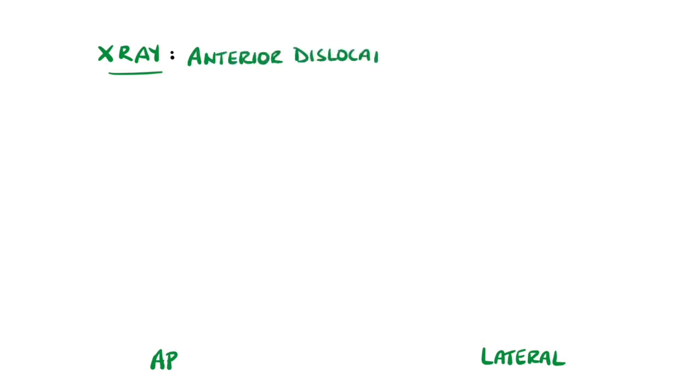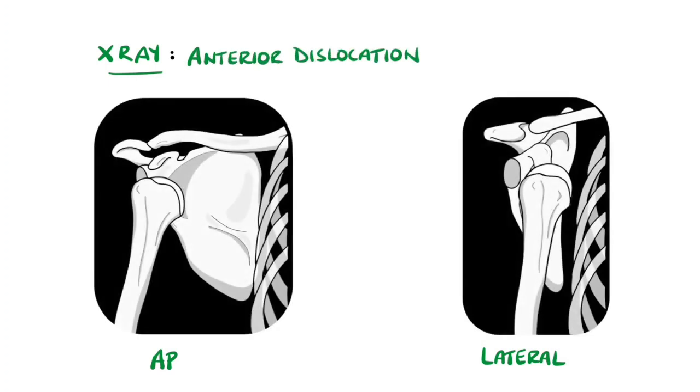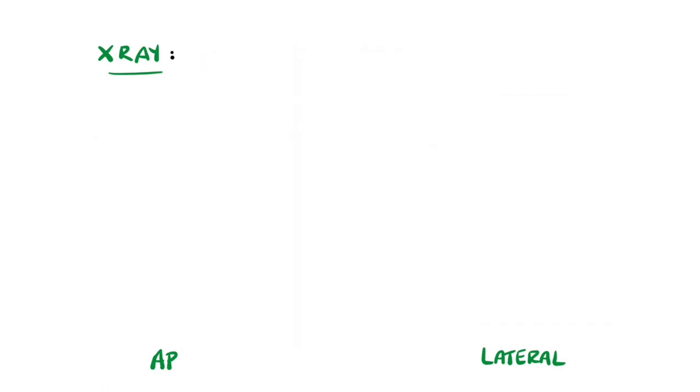The X-rays generally include an anterior-posterior or AP view and a lateral view at minimum. Findings for anterior dislocation generally include the humeral head lying medially and inferior to the glenoid fossa on AP views, and on lateral views will lie anteriorly and inferiorly to the glenoid fossa, although this is not always the case and there are multiple subtypes of anterior dislocation.